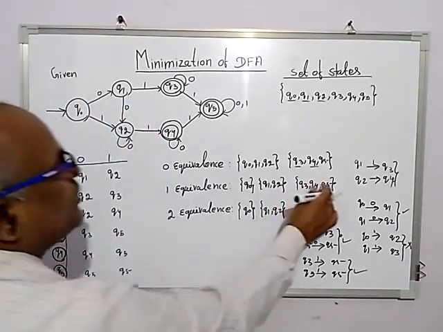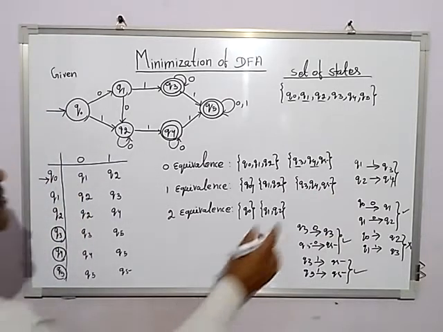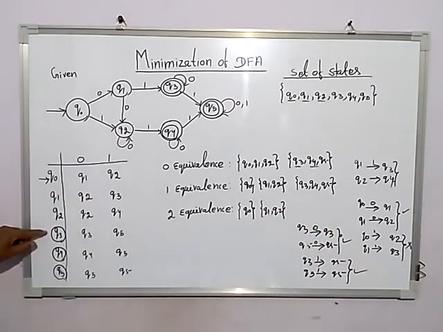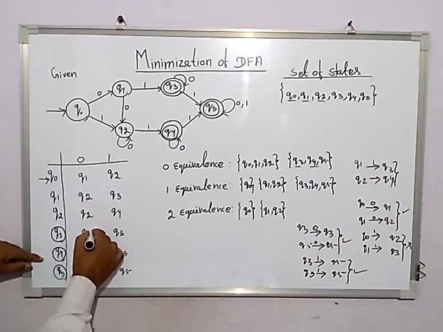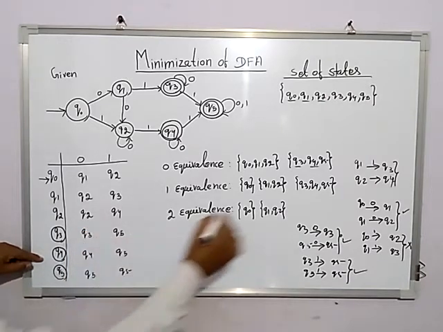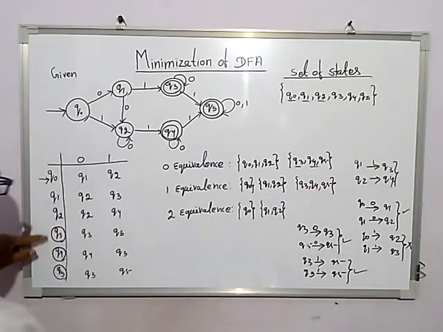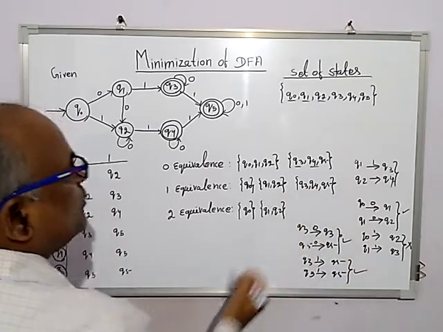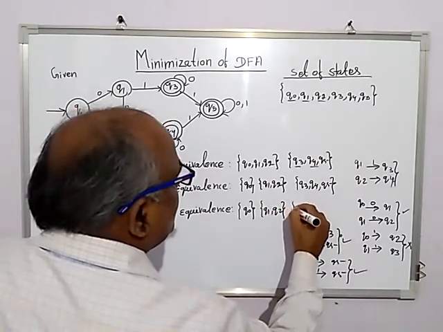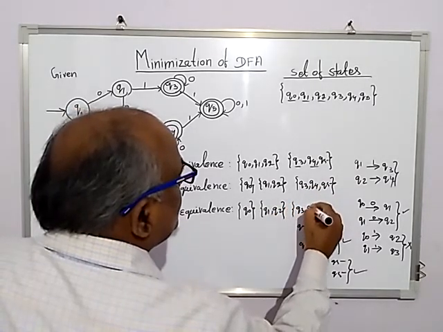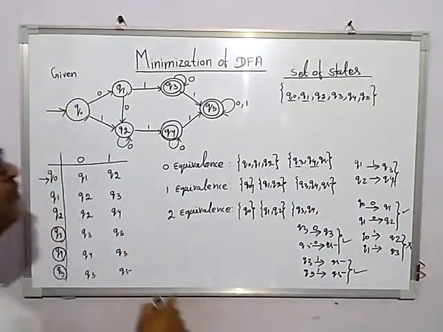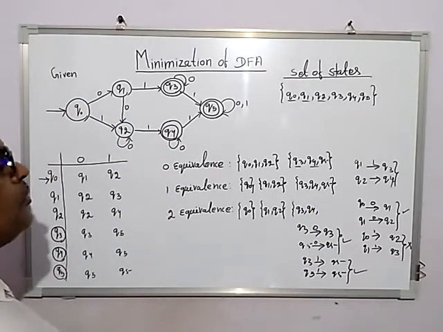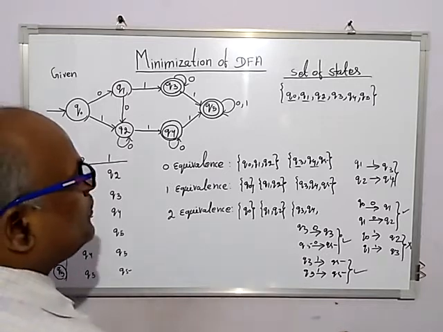Again, you check Q3, Q4, Q5. So first you check Q3 and Q4. Q3, Q4. The next states for 0 input are Q3, Q4. These are available in the same set. Then Q3, Q4 for one input, Q5, Q5. These are available in the same set. So Q3, Q4, these are two equivalent. Then you check either Q3, Q5 two equivalent or Q4, Q5 two equivalent.